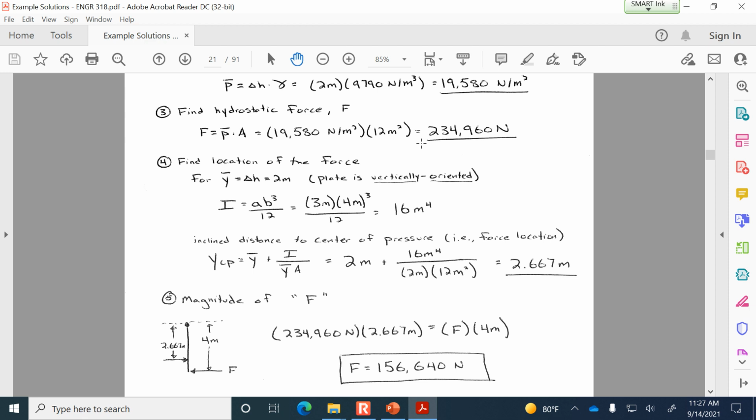The area moment of inertia, I, is A B cubed divided by 12. So it's 3 meters times 4 meters cubed divided by 12. So that's 16 meters to the 4th is the area moment of inertia. And now we'll use the formula for YCP. So YCP is Y bar plus I divided by Y bar A.